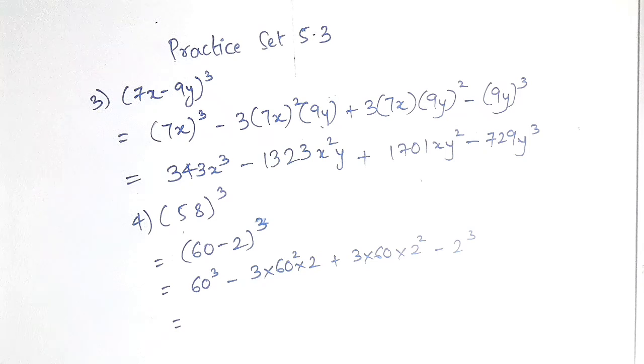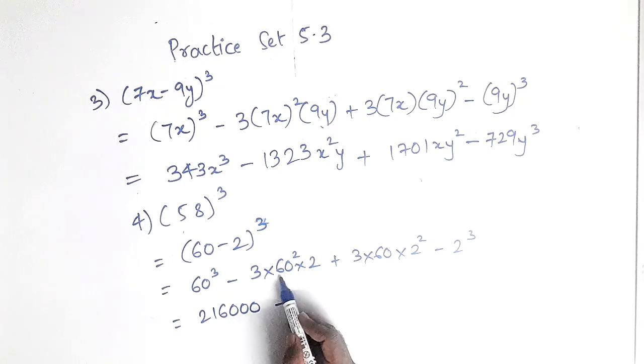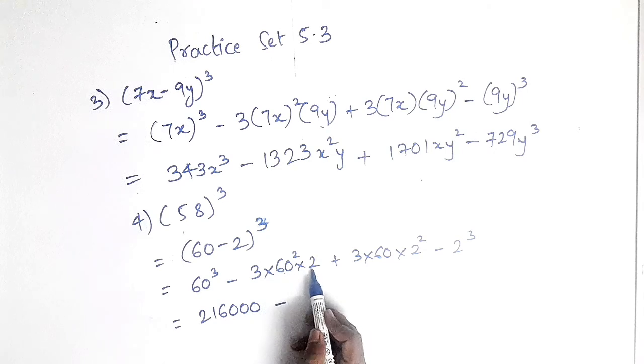Now 60 cube, it is very easy. First do 6 cube. What is 6 cube? 6 cube is 216, and 0 cube means you have to write 0 3 times. Minus 60 square, 6 square will be 36, so 3600, 3600 into 2 is 7200.